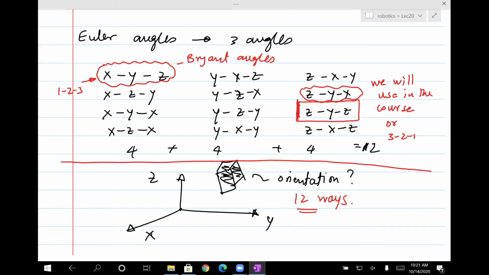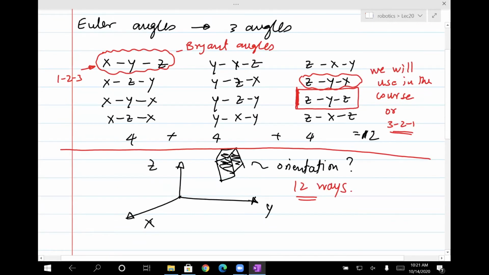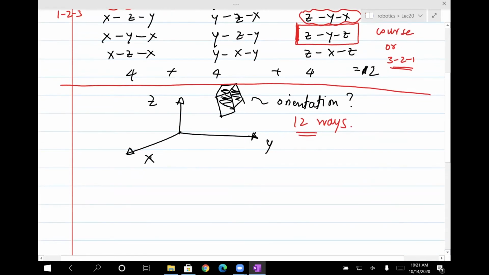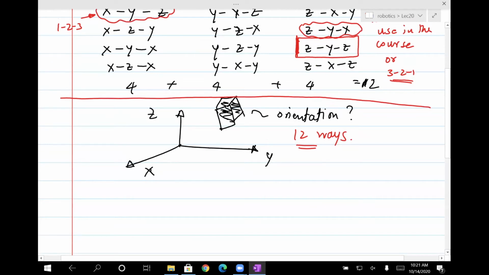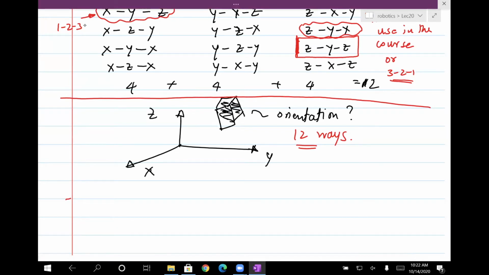Before we get into 3-2-1 Euler angles, let me show you that rotations in 3 dimensions are not commutative. What that means is if you do a sequence of rotations about x and then y, say 90 degrees in x, 90 degrees in y, you get an orientation for the object. Then you do the same thing in the opposite way, 90 degrees about y, then 90 degrees about x, and you'll see that the end configurations are different. So let me show that to you first, then we can move on.